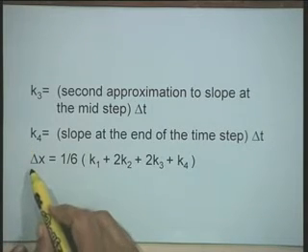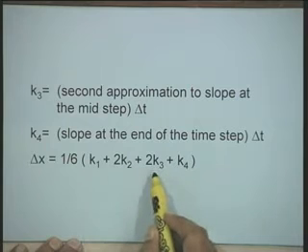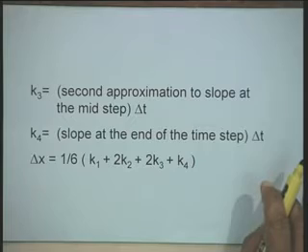And then the increment delta x is equal to 1 by 6 of K1 plus 2 times K2 plus 2 times K3 plus K4. This is the fourth order Runge-Kutta method, and the simpler form of this is called the second order Runge-Kutta method, where they use fewer terms.